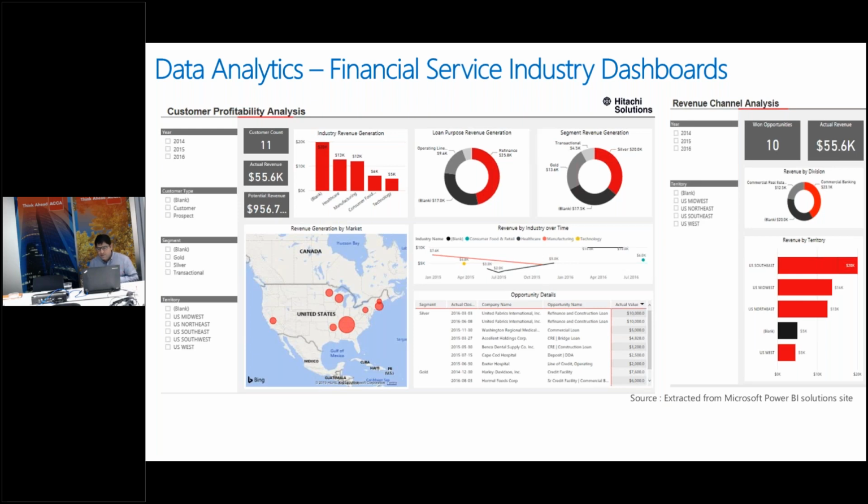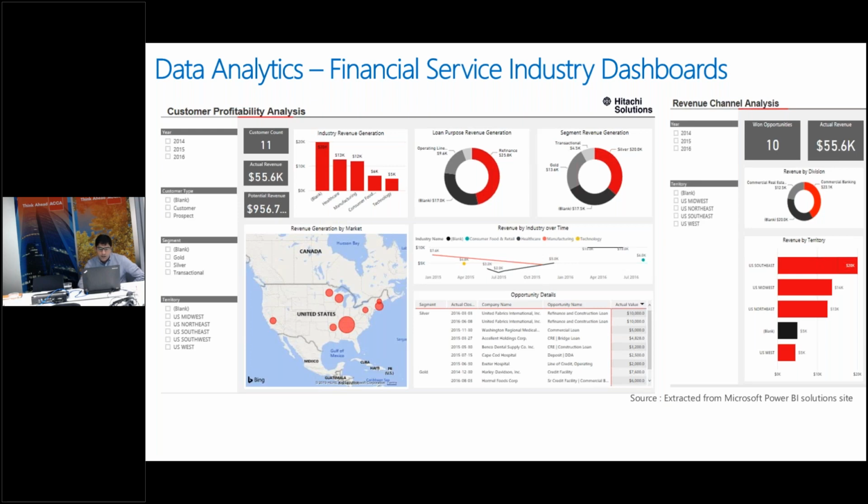You can look at the dashboard. This is a financial industry dashboard relating to one of the banks. These dashboards have been extracted from the Microsoft Power BI solution, and I'll be sharing some links so you can check these dashboards later on. Originally, it's an interactive dashboard. You can click on 2014, maybe, and just see the 2014 data.